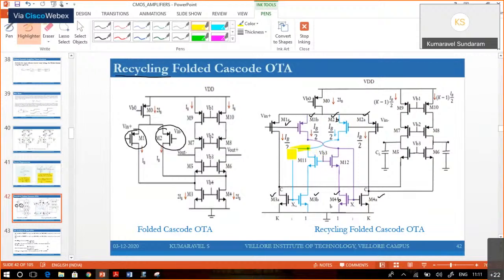This part is a current mirror. How are we going to improve the GM? That's what we are going to see. Here IB is the current, and now IB by 2, IB by 2. We are not sourcing more current. For the same current only, we are going to analyze it.